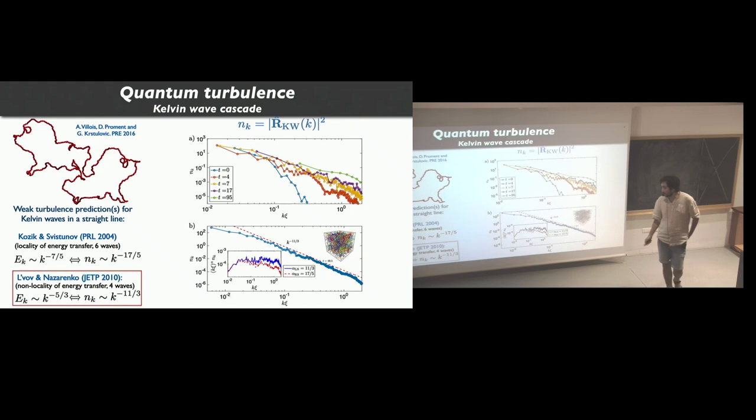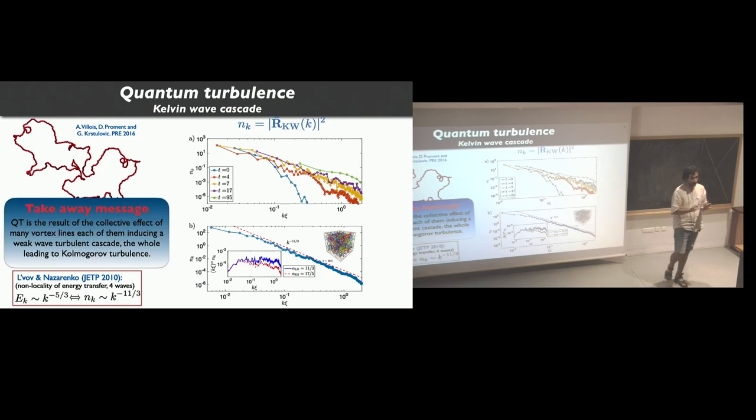So if you want the takeaway message of this part, okay, if I have a turbulent flow and I look at individual components, each of these vortices will contribute to creating a cascade, a turbulence cascade that is predicted by the theory with its exponent. But if we look at the whole system collectively, what we get is Kolmogorov turbulence. So it's really a multi-scale system.